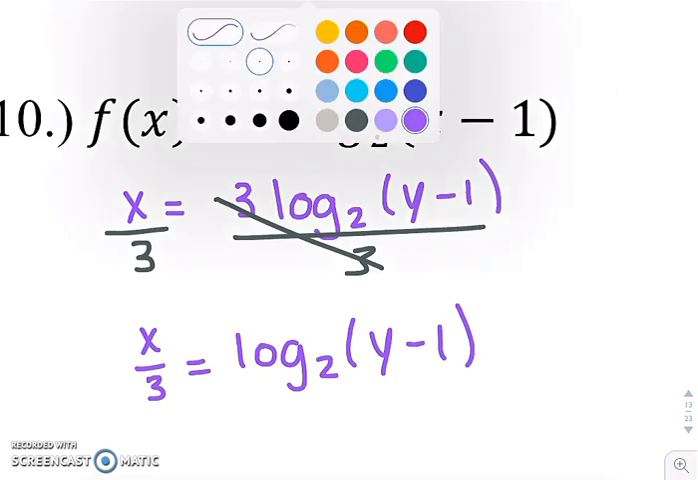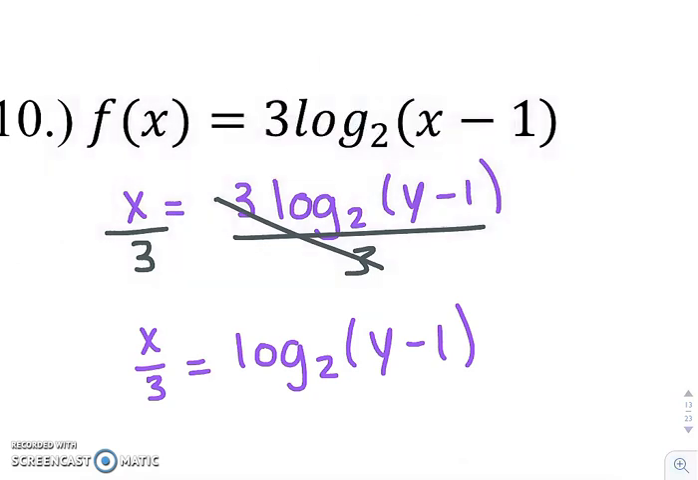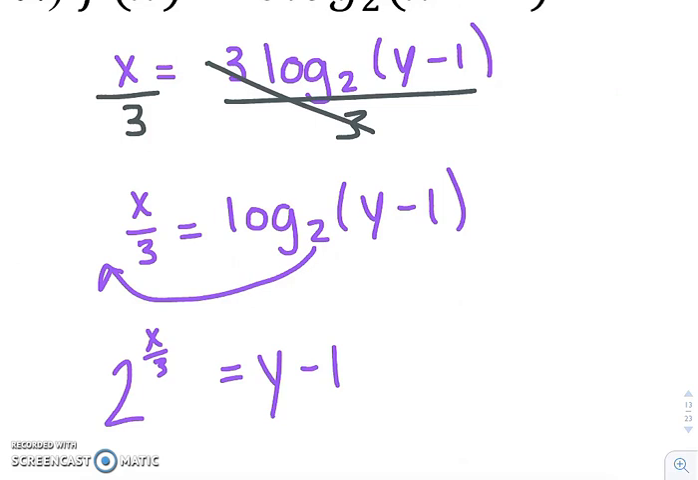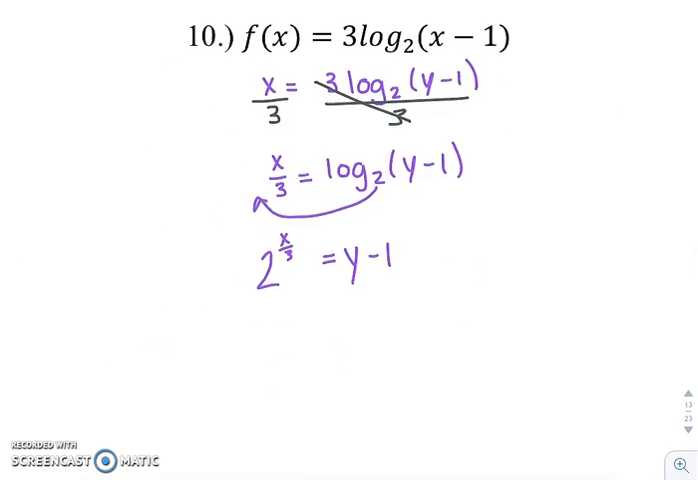So now we're at the step where we need to undo the log expression. So we're going to bring this over, and we're going to have 2 to the power of x over 3, which is fine, equals y minus 1. And the last step is going to be to add that 1. So 2 to the power of x over 3, or x thirds, plus 1 equals y.